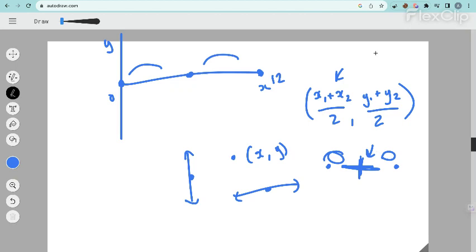And the same with the y. So just keep in mind this midpoint formula, because a lot of questions will ask you to find the middle of a shape, or even in a graph, it might ask you to find the middle of a graph. This is the formula to use.